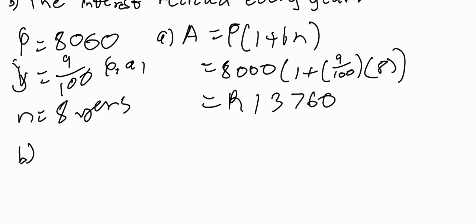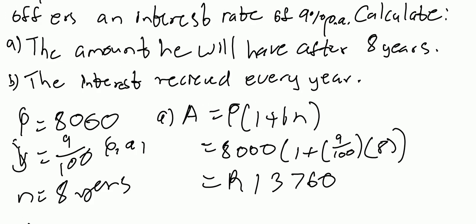Now we are in number B. What is happening in number B? Let's check. In number B, they are saying calculate the interest received every year. Remember, our interest is per annum, it's not per month. So we want to know, since our interest is per annum, how much interest do we receive each and every year?